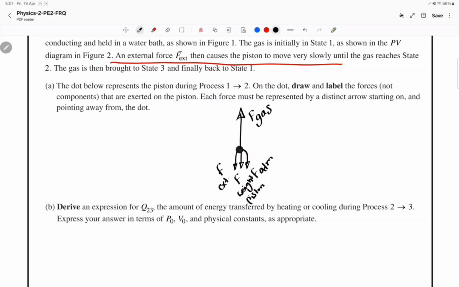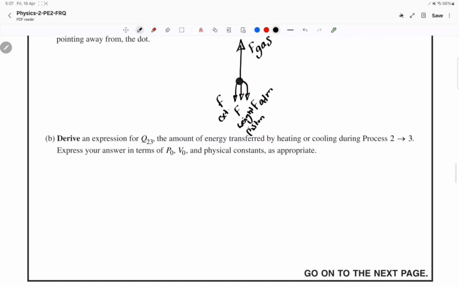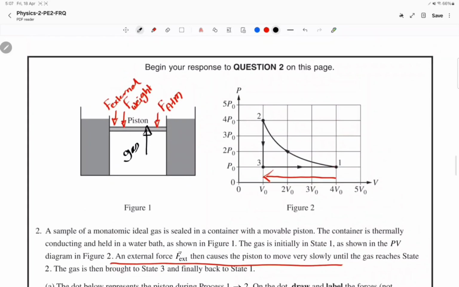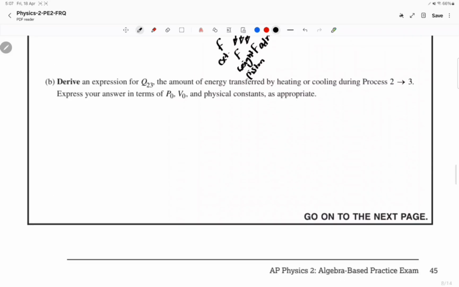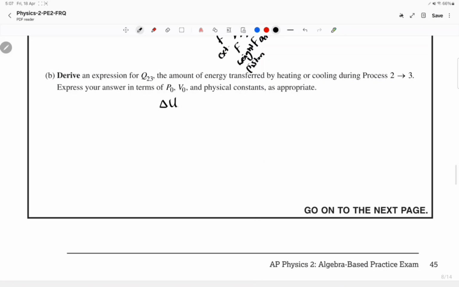Derive an expression for Q23, which is the heat transferred by heating or cooling from 2 to 3. That is an isovolumetric process, right? So the work is 0. So delta U is equal to Q plus W, but delta V is 0, so work is 0. So delta U is equal to Q, and I think you know that delta U is equal to 3/2 nR delta T, but now T is actually changing, right?